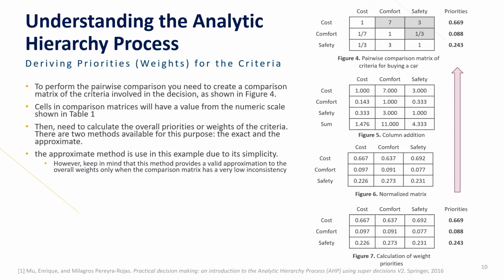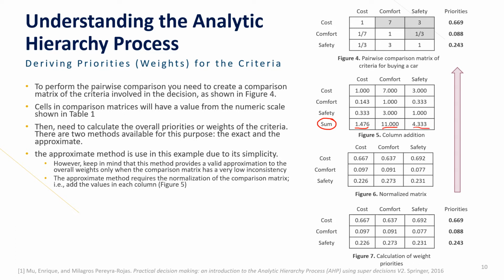Okay, next, we use the approximation method to calculate the weight of the priority. In order to do this, first we will calculate the normalized matrix of the judgment or assessment that we already created. To do the normalization, first you need to sum all the columns. Sum all of the columns here.